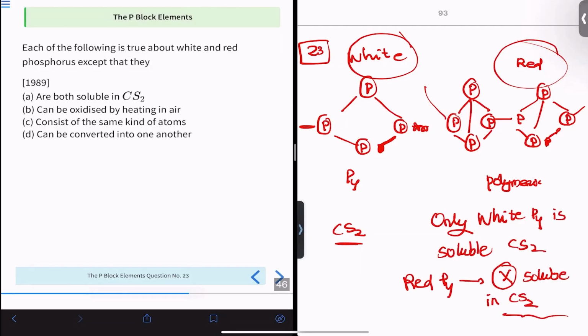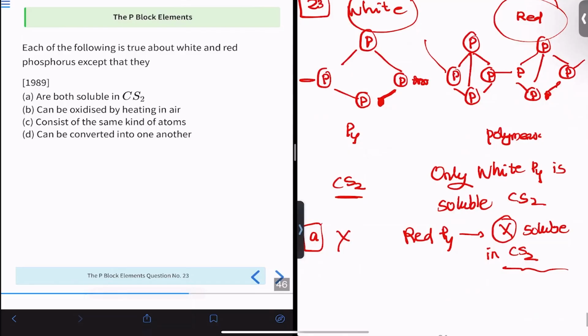Again, this is a theoretical question, so remember it as it is. Only white phosphorus is soluble in CS2. Red phosphorus is not soluble in CS2. So option A is incorrect. That is what the question asks for, but we have to go through all the options.